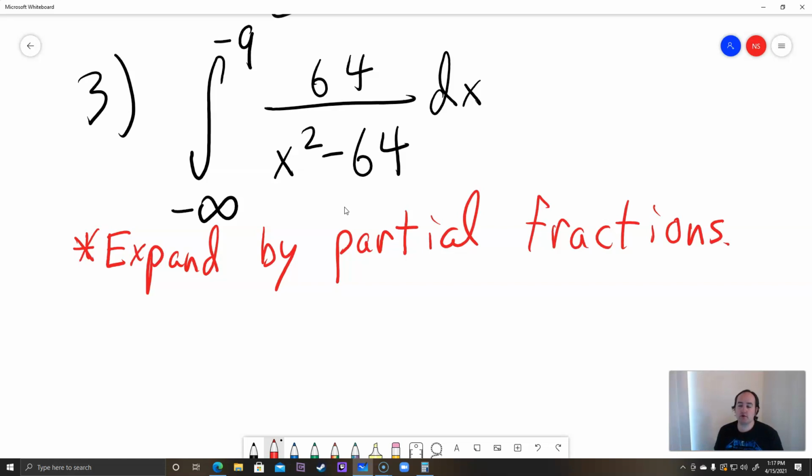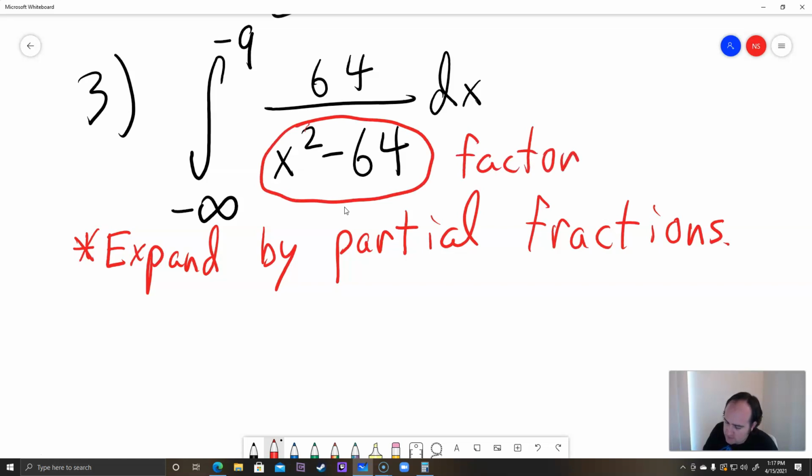Okay, so in order to do partial fractions, hopefully you've already watched my other 2 videos on that. In order to do partial fractions, you first need to factor the denominator. So this denominator right here, we need to factor. And remember, it's the difference of squares. So this is the same as x squared minus 8 squared.